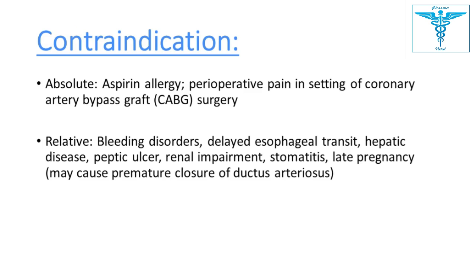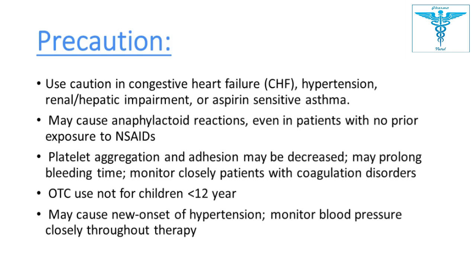Relative contraindications are bleeding disorders, delayed esophageal transit, hepatic diseases, peptic ulcer, renal impairment, stomatitis, late pregnancy. Precautions: use caution in congestive heart failure, hypertension, asthma, hepatic impairment, aspirin sensitive asthma, anaphylactic reactions with NSAIDs, platelet aggregation. Not for OTC use in children less than 12 years.